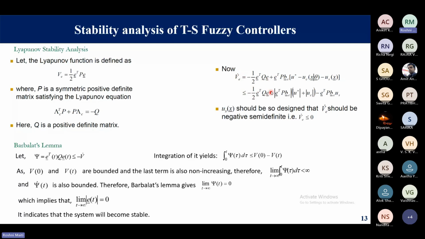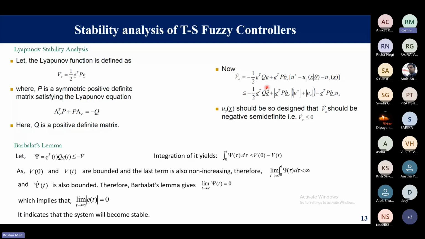Only this term we need here. Therefore, these two terms we have to make equal to 0, and from that we have to calculate the condition of this controller. And ultimately we will have this V dot is less than or equal to minus half E transpose QE.